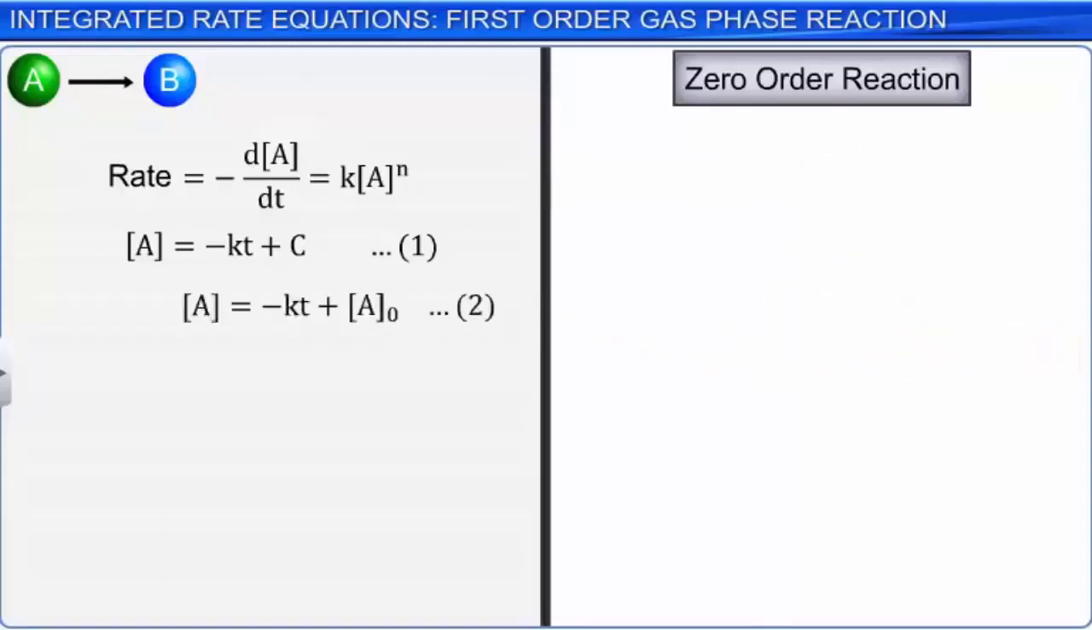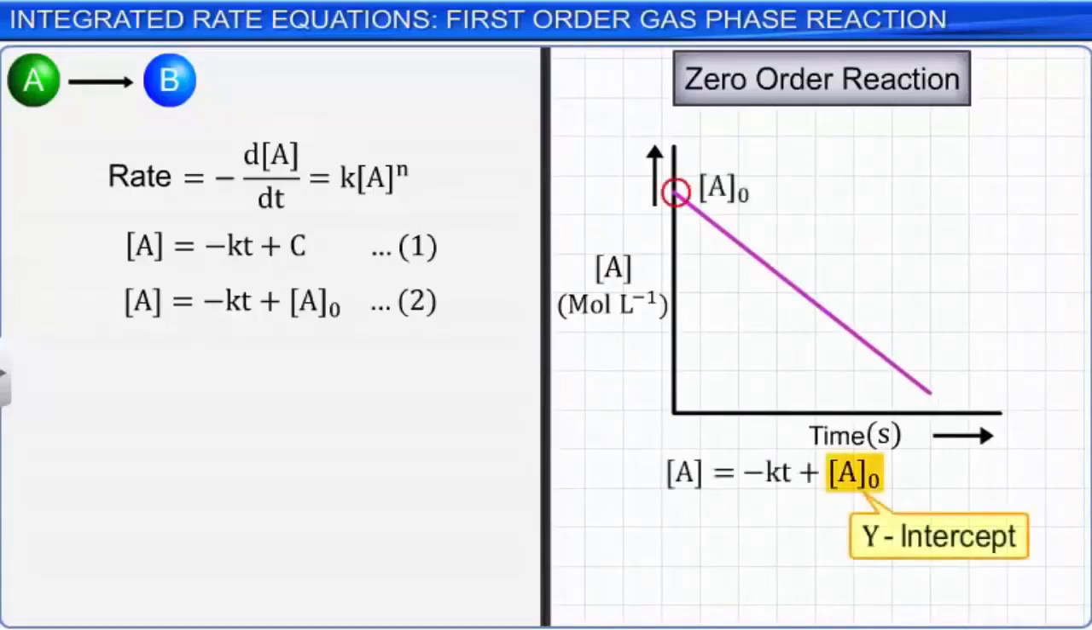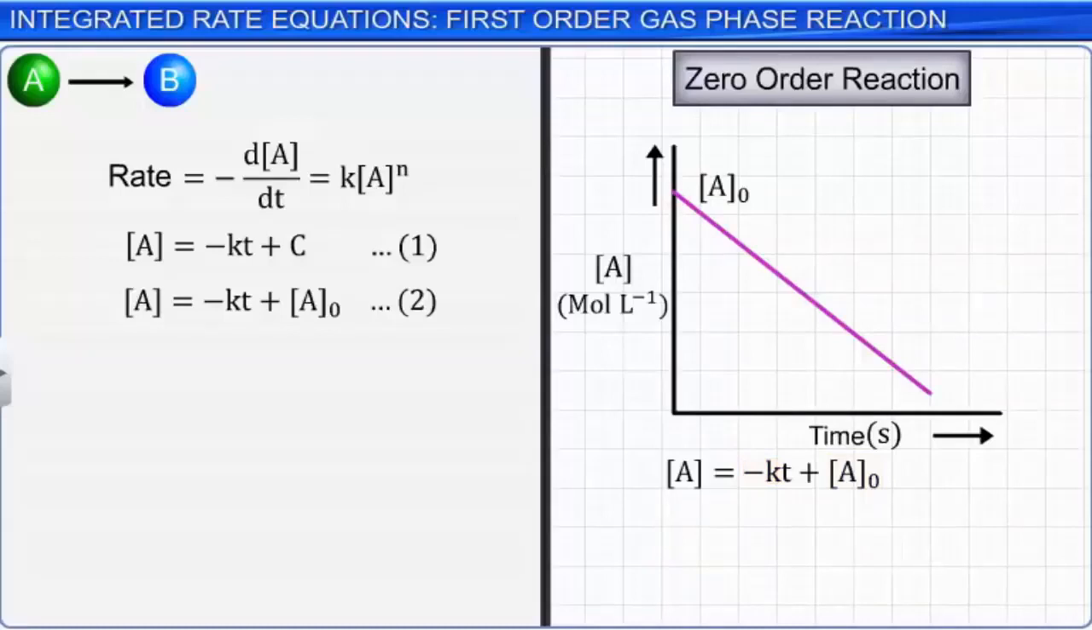If we plot this equation on the concentration of A versus time graph, we get a straight line with the y-intercept as the concentration of A0 and slope minus k. We can calculate the value of k by rearranging equation 2. Therefore, k is equal to A0 minus A divided by T.